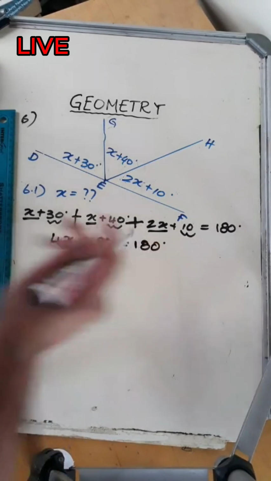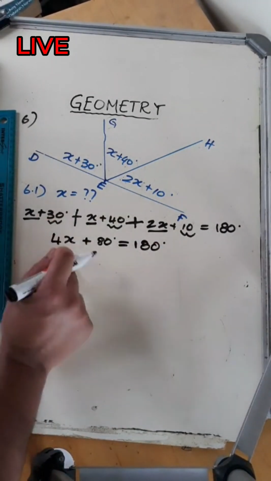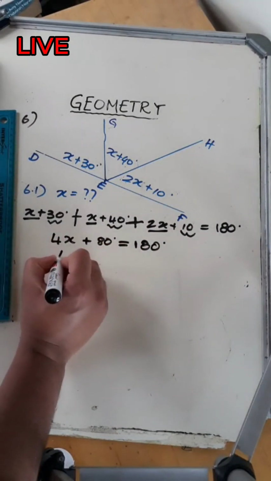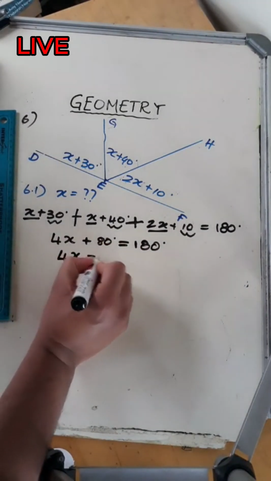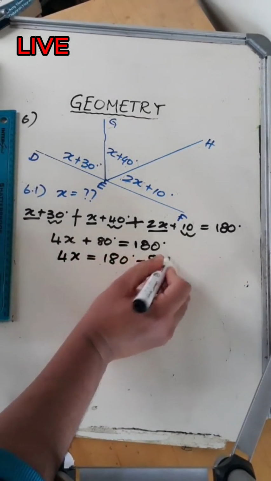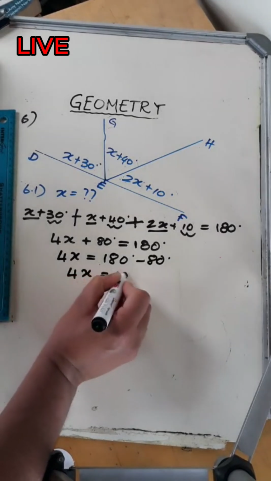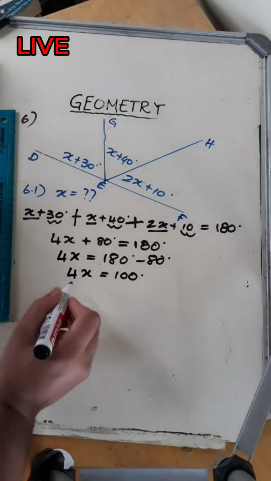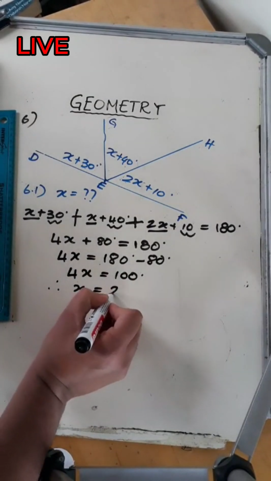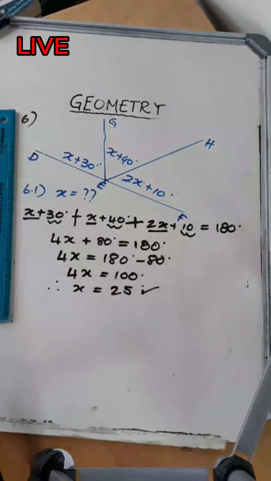Now I need to solve for x. That means I only want x on the left side and everything else on the right side. Then that means I'm going to get 4x is equal to 180 degrees minus the 80 degrees. That means I'm going to get 4x is equal to 100. So that means now my x value is equal to 25, and this here is your final answer.